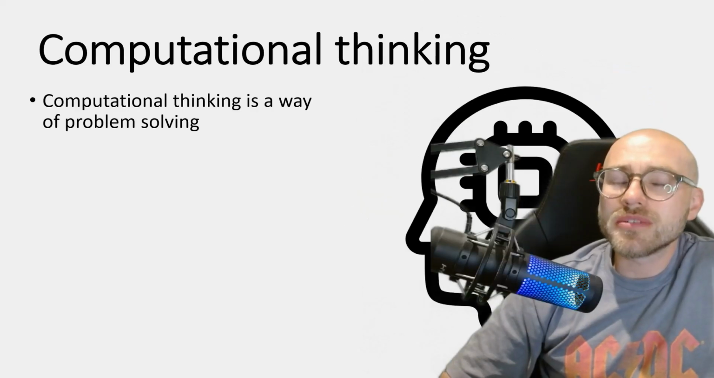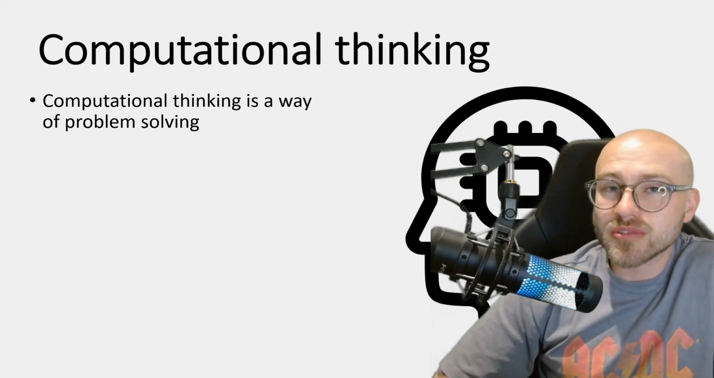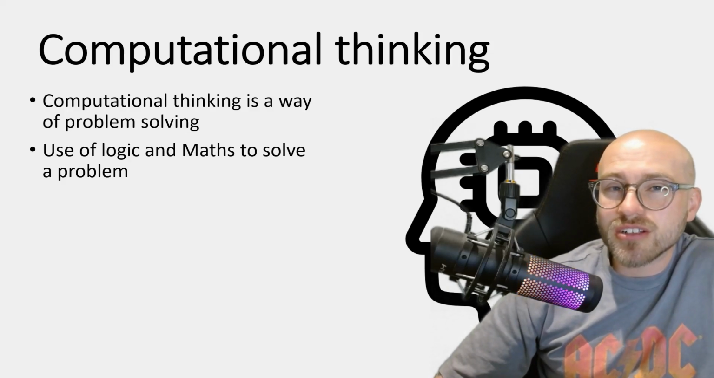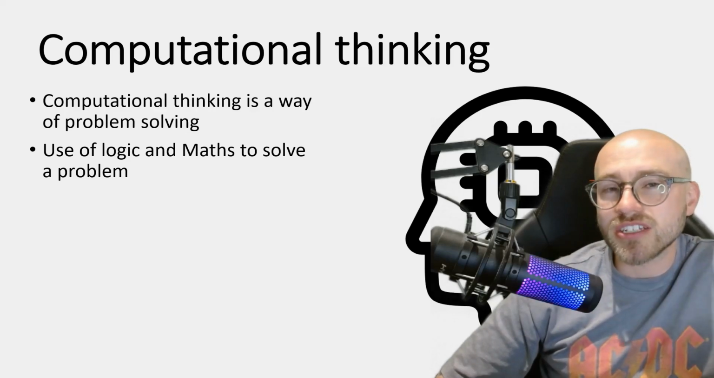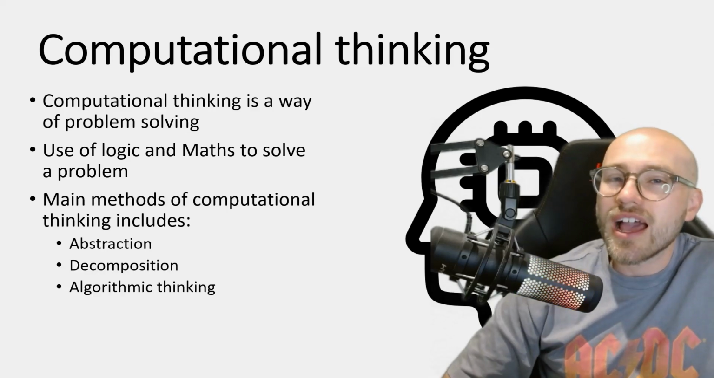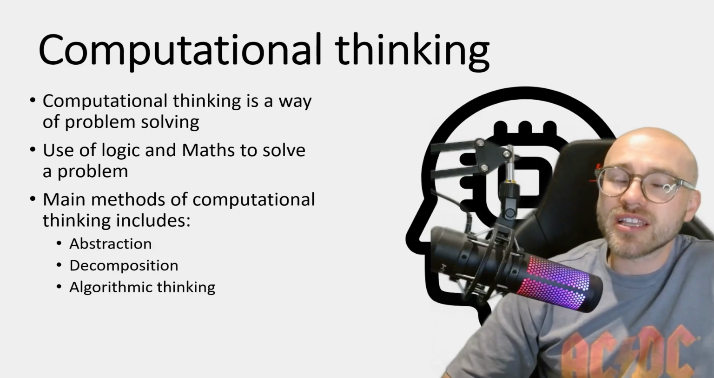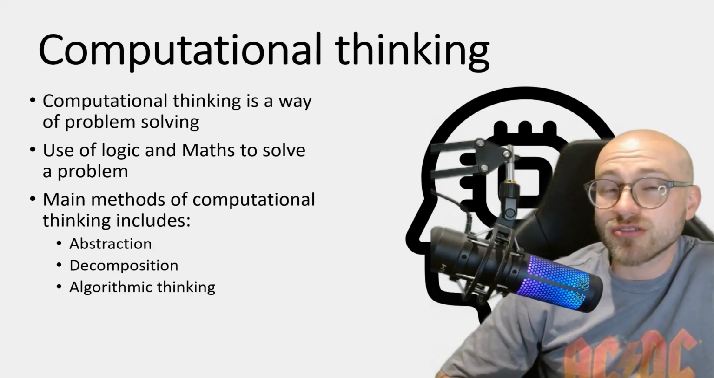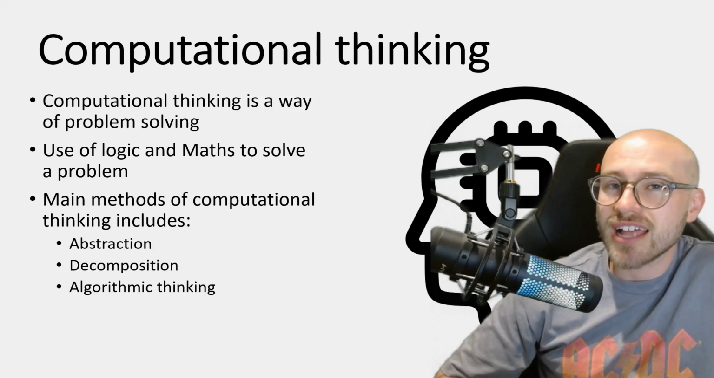Today's video is about computational thinking. So computational thinking is a way of problem solving. To be successful with computational thinking, it's going to use a combination of logic and maths. And there's three methods of computational thinking that we're going to have a look at today, which is abstraction, decomposition, and algorithmic thinking. So the first fancy word we're looking at is something called abstraction.